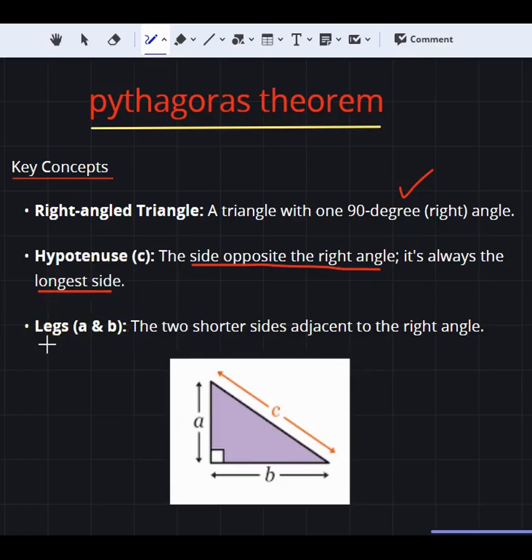The third one is the legs, which are represented by A and B, and these are the two shorter sides adjacent to the right angle. So this C is representing the hypotenuse H, it is the longest side. The other two sides A and B are the shorter sides.